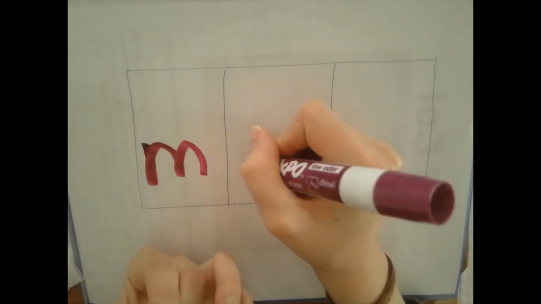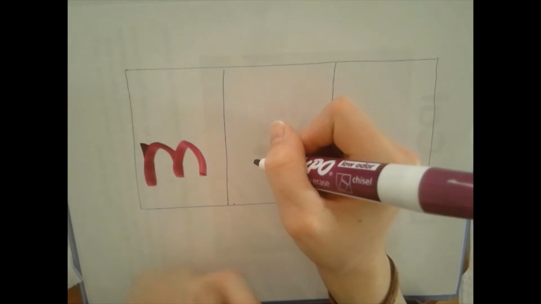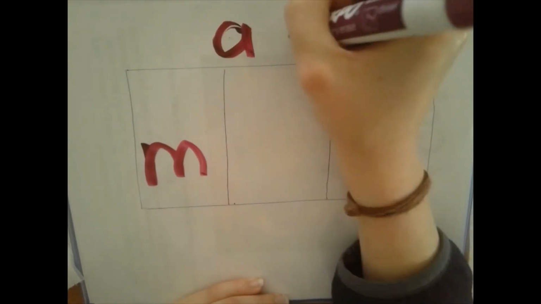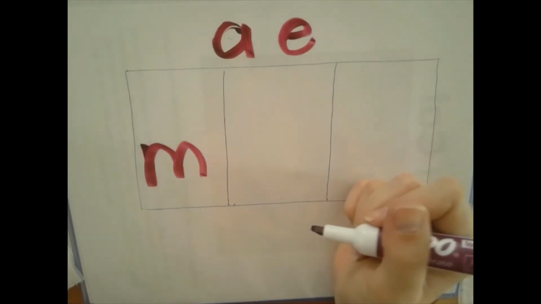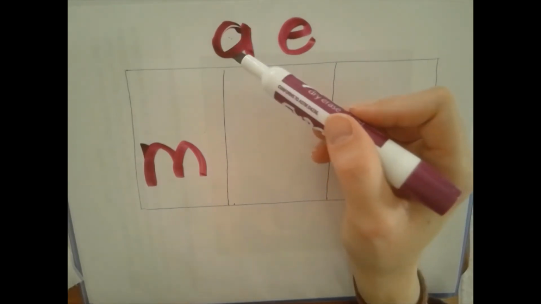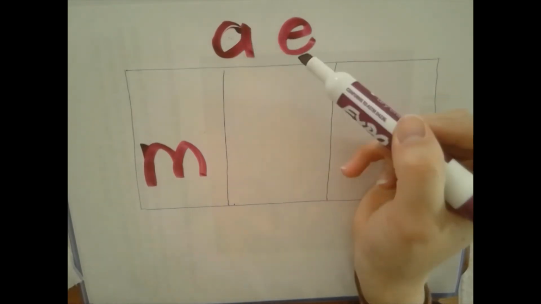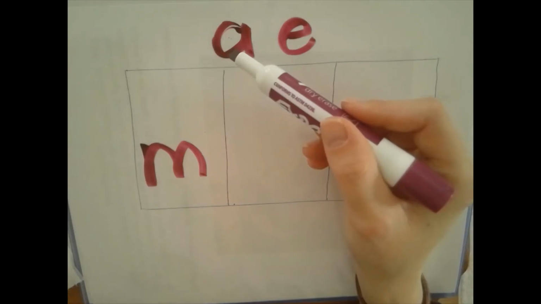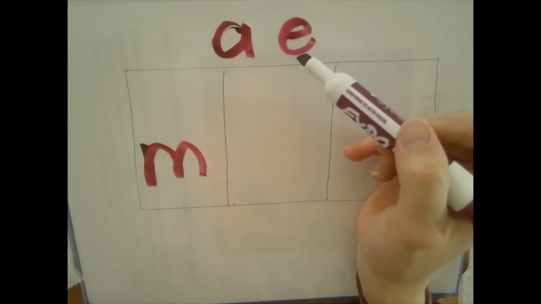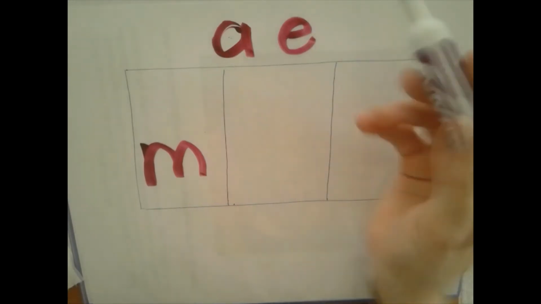What letter says eh? Some kids want to say A, some kids tell me E. So let's think about that. Which one says eh? This is where I think about alligator and elephant. Say alligator, elephant. Which one is saying eh? That's right, the letter E.